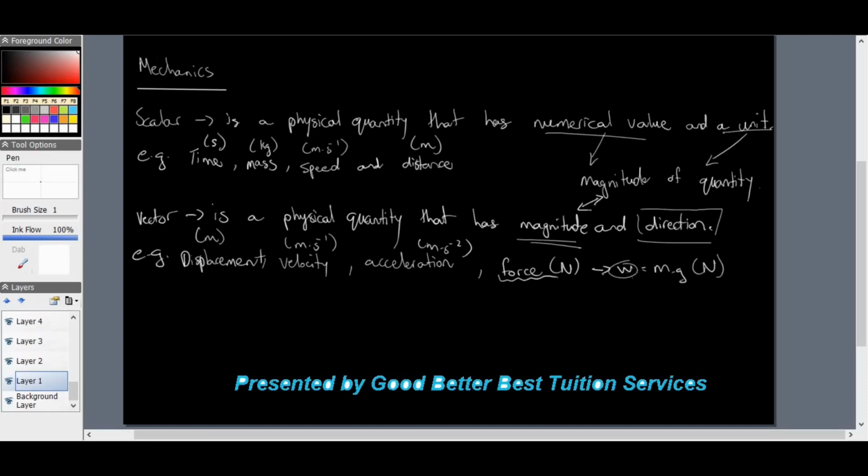So technically, in the world of physics, if you're talking about someone's weight, you're not talking about their mass in kilograms, but their mass in kilograms multiplied by the gravitational pull of the earth, which is about 9.8 meters per second squared, and that gives you that person or object's weight.